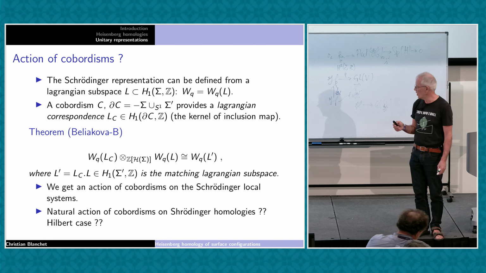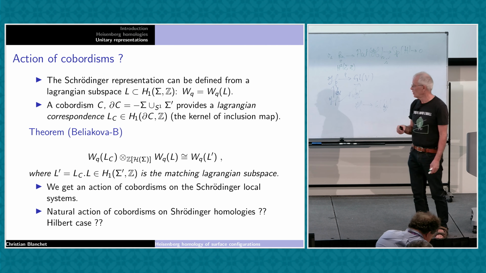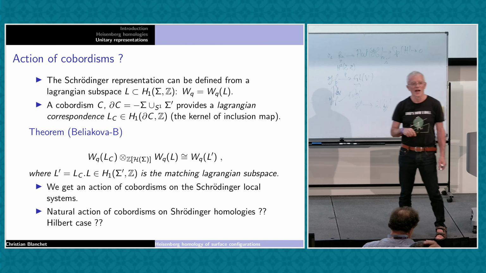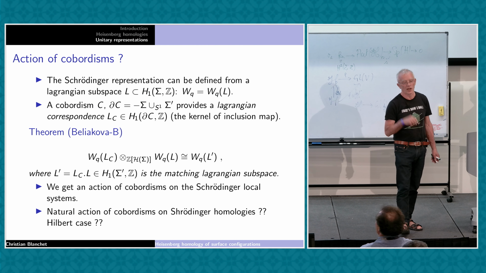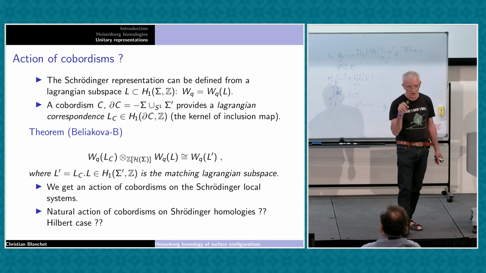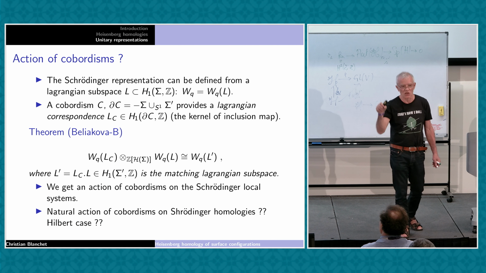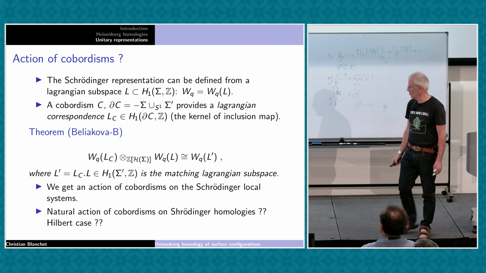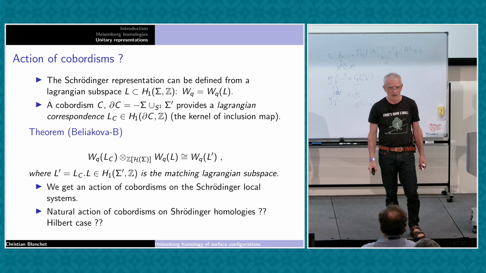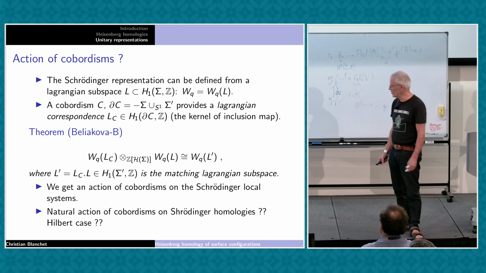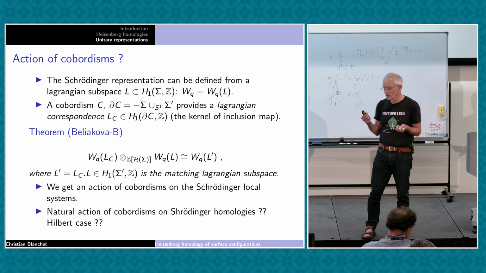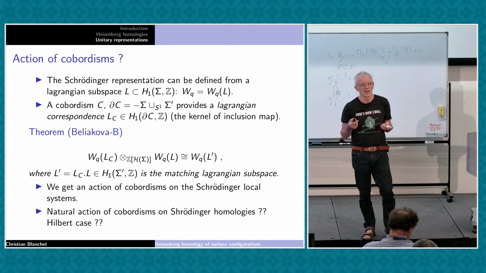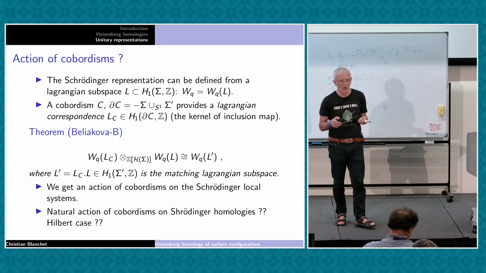And now the question is, can we understand a natural action of cobordisms on the previously defined Schrödinger homology? I call Schrödinger homologies the Heisenberg-type homologies for this specialization, for this Heisenberg representation. And the next interesting question is how much could we do if we are working with a generic Schrödinger representation? Is there something in the infinite-dimensional Hilbert case? Thank you so much.